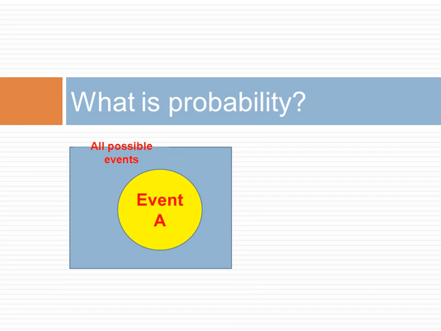The yellow circle shows the frequency of the event A among all possible events. The blue portion of the rectangle shows the frequency of events that are not A. This visualization helps us define what is probability.